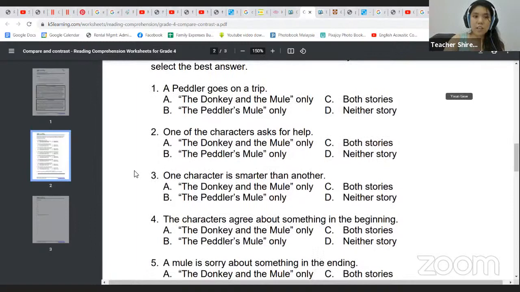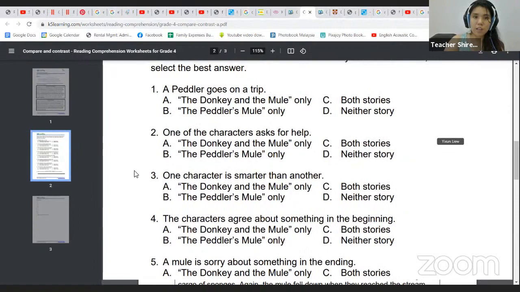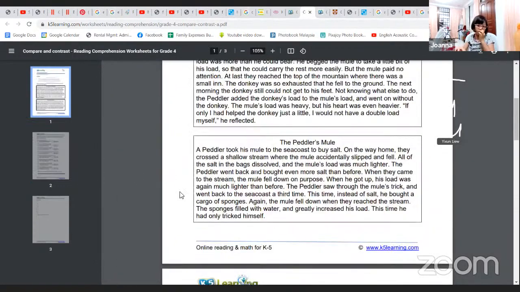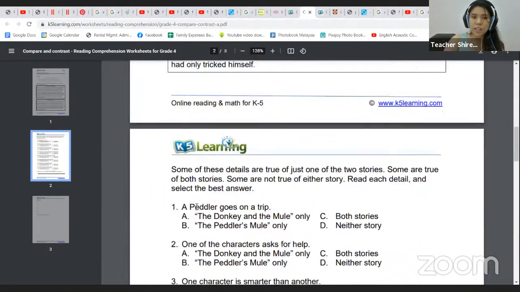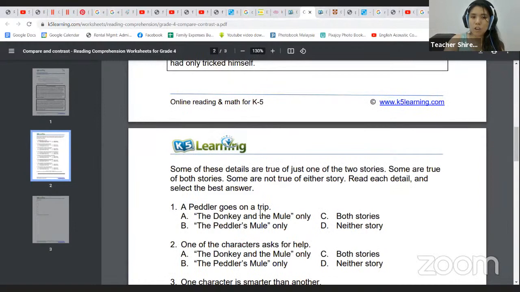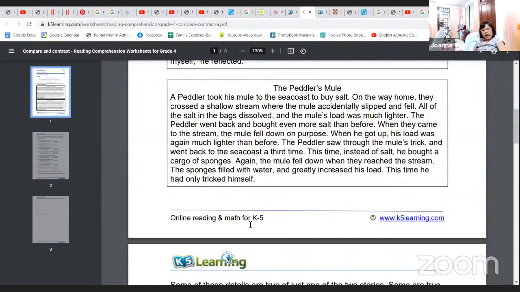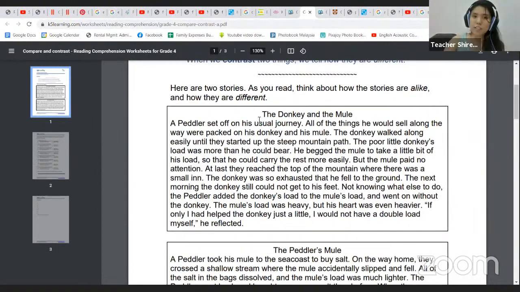Okay. So a peddler goes on a trip. Now you have two stories, right? We want to compare and contrast. Which of the stories says that the peddler goes on a trip? Is it the donkey and the mule story, or the peddler's mule, or both stories? B. Okay, let's see. Here it says the peddler set off on the usual journey. So yes, this story says that the peddler is going on a trip.